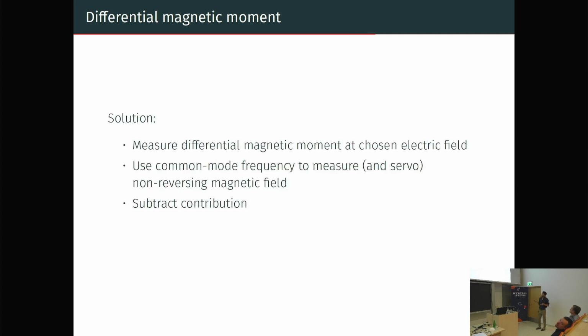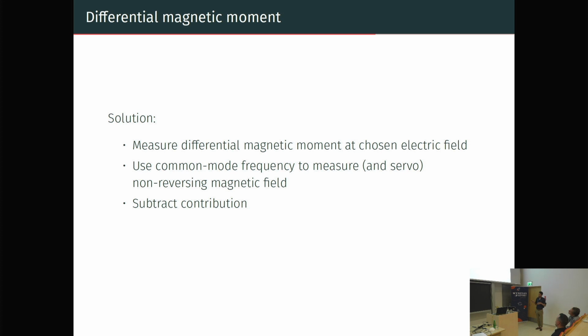And that looks kind of exactly like an EDM when you combine it with some kind of non-reversing magnetic field. And so the way we solve that is by doing, we measure this differential magnetic moment at our chosen electric field of about 60 volts per centimeter. It's a very small effect. It's about a part in 500 of the total magnetic moment, but this is very significant in the context of our measurement.